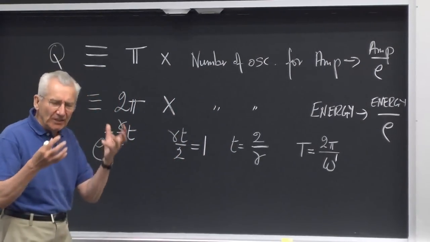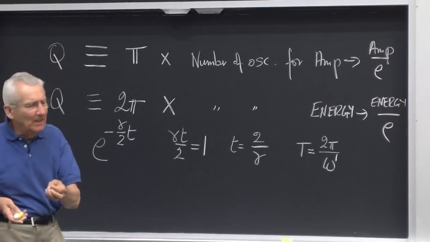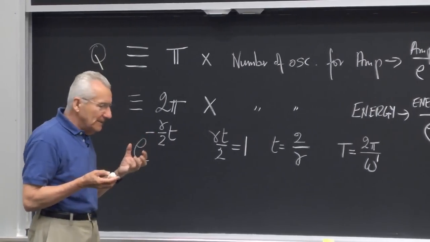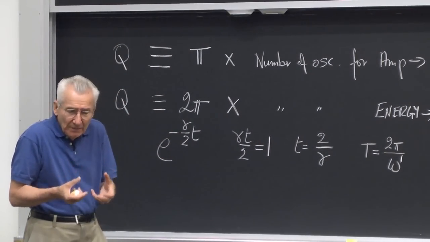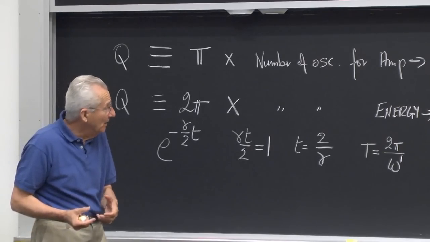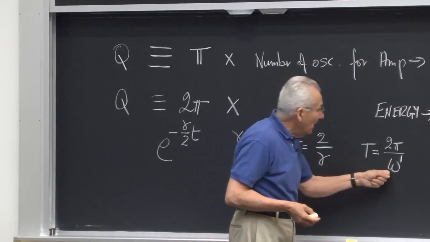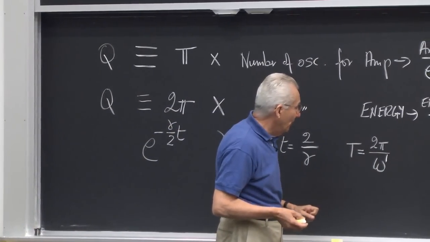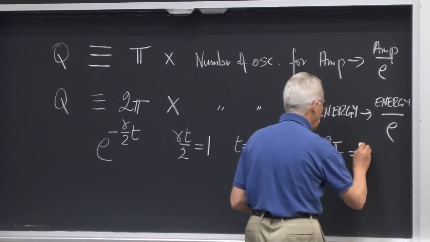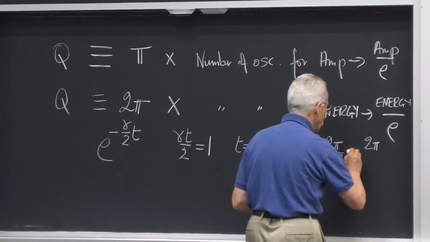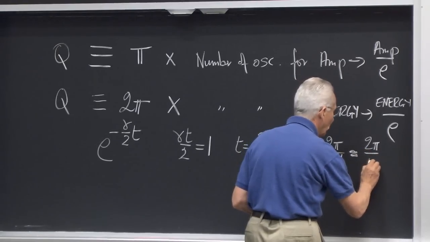Q is a quality thing. We don't need it exactly. It's just to give you a feel for whether something is a good or a bad oscillator. So since omega prime is essentially equal to omega 0, I'll take the period to be approximately equal to 2 pi over omega 0.